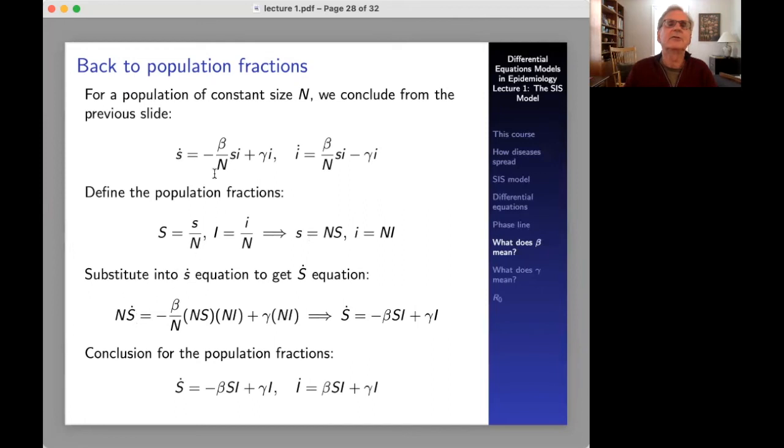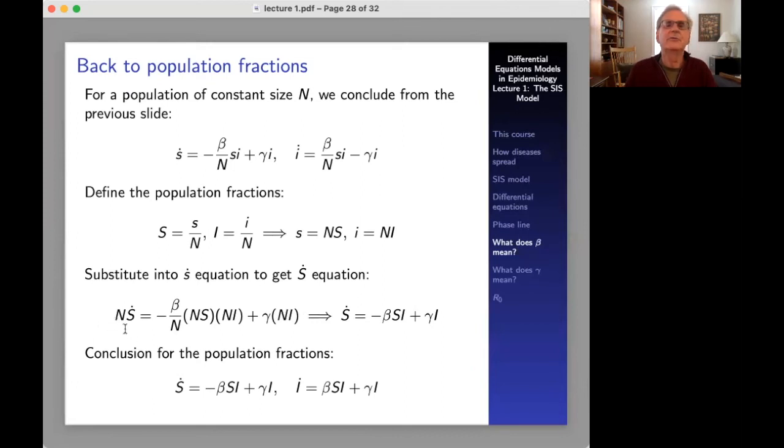Next, I've got beta over n. Then for little s, that's ns. So I substitute that. Little I, that's ni. So I substitute that. Plus gamma little I. So for the little I substitute the ni. Then I take this equation and I just want to simplify it.